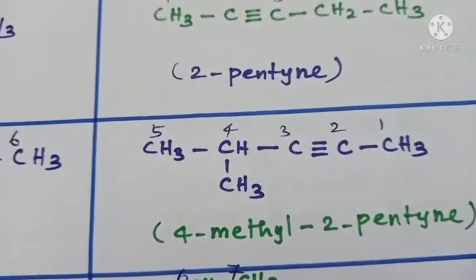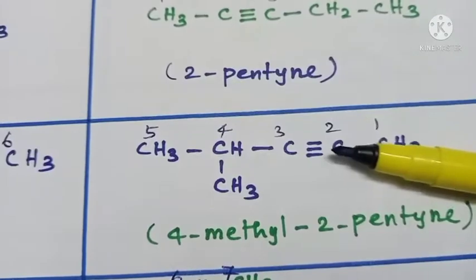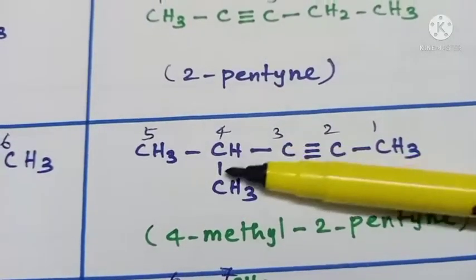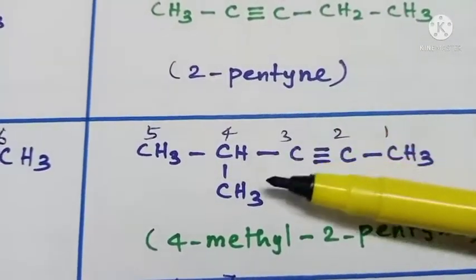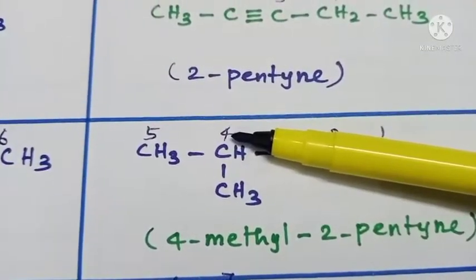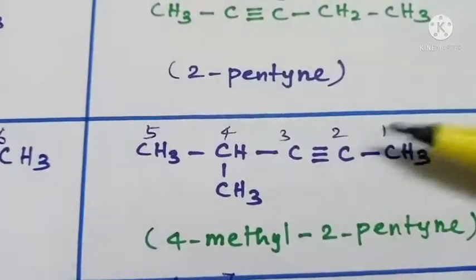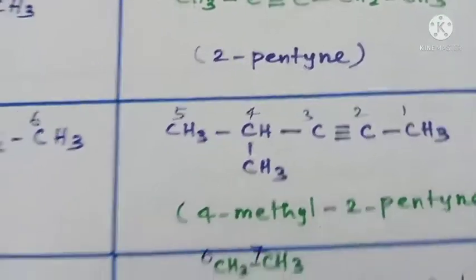There are 5 carbon atoms, so pentyne. The numbering I start from the right side because the triple bond carbon gets the least number, 2. So 2-pentyne. Then this methyl group in the branch can be considered as a substituent. So methyl pentyne, isn't it? Methyl group located at carbon number 4. So 4-methyl, triple bond at the second carbon, 5 carbon atoms. So 4-methyl-2-pentyne is the IUPAC name.